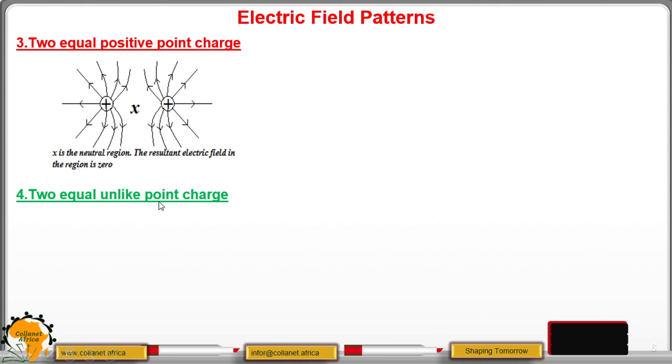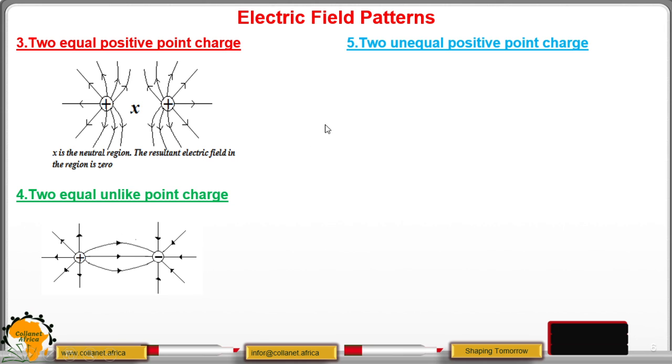Then we have two unlike point charges. Remember, unlike charges attract. In our case here, we have a positive and a negative. Again, you can see that there is attraction between the two charged bodies. But remember, the arrows should point from the positive towards the negative. Here you can see that these arrows are pointing towards the negative, and here they are pointing away from the positive. That shows that the field lines always come from the positive towards the negative.